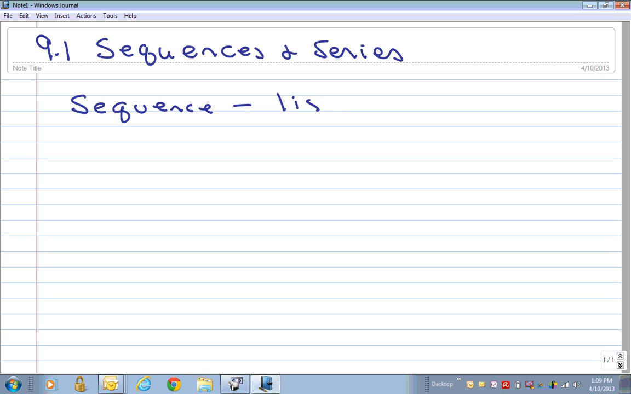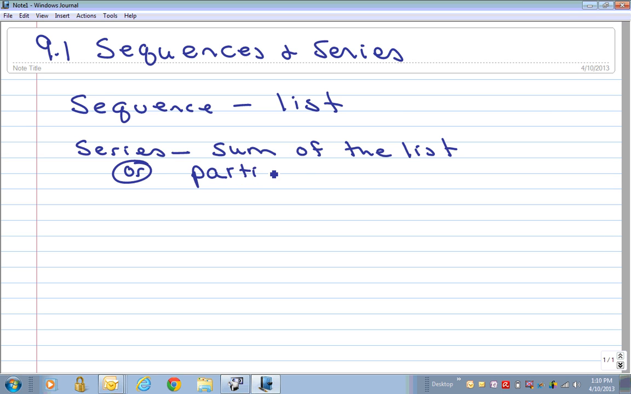A sequence is basically a list. It's a list of information. Sometimes the list is ongoing, and sometimes the list is just a particular portion of a list. A series, on the other hand, is a sum of the list, or sometimes we call it a partial sum. That would mean a sum of part of the list. So in other words, a sequence is just simply listing something out, and a series is adding those things together.